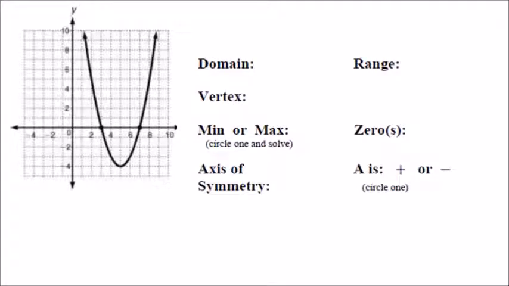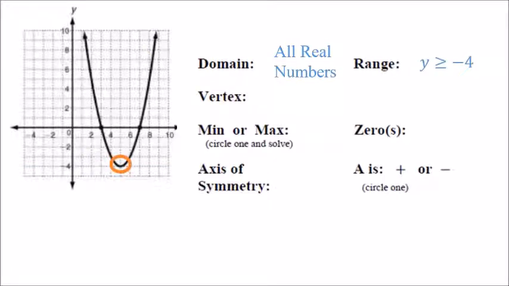For a domain, if you notice, I have arrows, so I cannot crop my graph going side to side. Domain for quadratic functions is always all real numbers. For a range, I can crop the bottom of this graph at -4. And since the values are above -4, we're looking for y to be greater than or equal to -4.